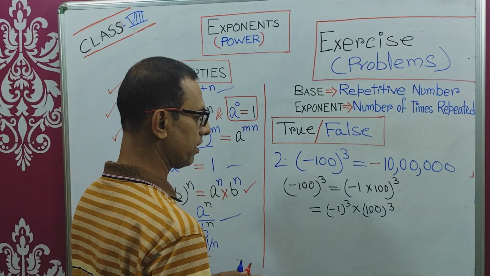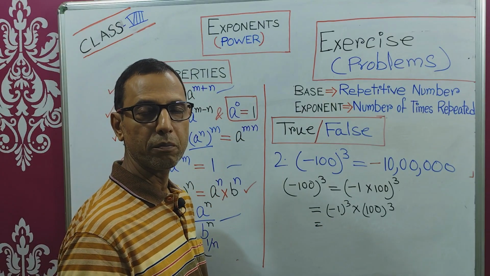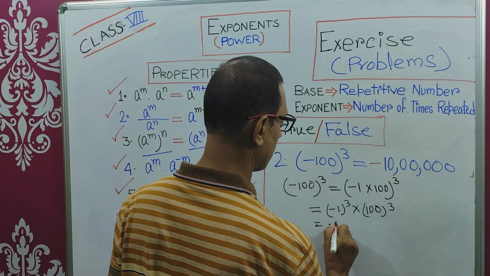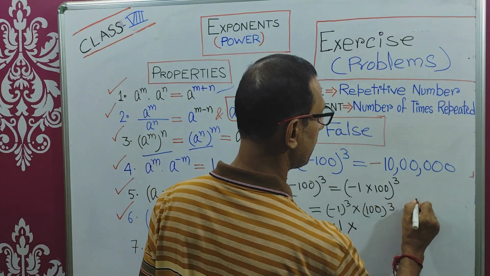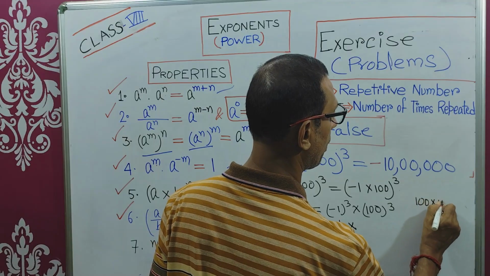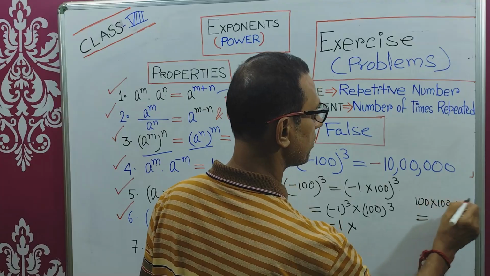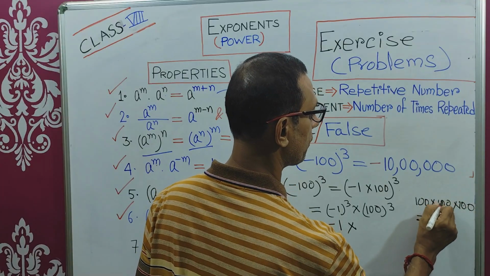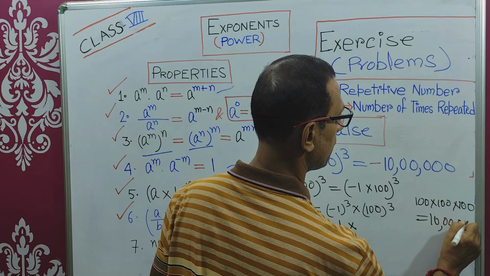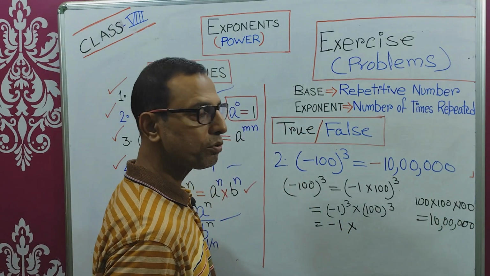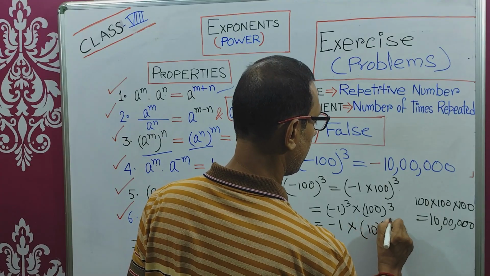Now what you can write down, minus 1 whole cube means minus 1 three times, minus 1 into minus 1 is plus 1, into minus 1, that is also minus 1, into 100 whole cube. What you can do? You can do it in two ways, 100 into 100 into 100, 3 times. That is 6 zeros after 1, right? 2, 4, 6. That is what you can do. Or what you can do, 100 means 10 square whole cube.